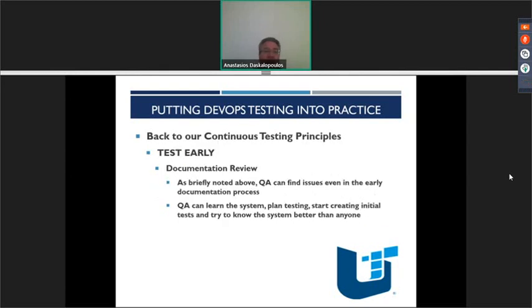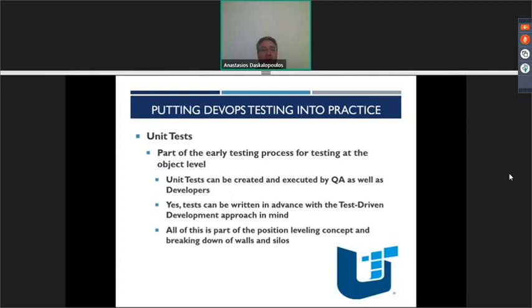Okay, going on quickly to documentation review. This is as early as you can test. QA can find issues even in the early documentation process, and you can start planning, creating initial tests, and try to know the system better than anyone in this documentation phase.